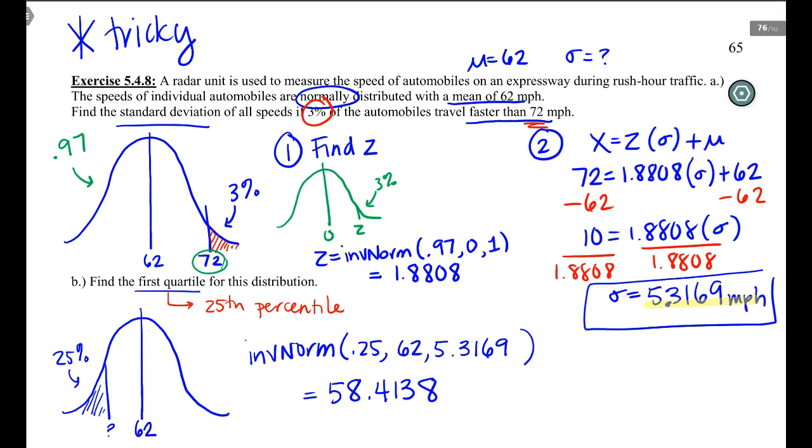As with any inverse question, we were given something out in the same scale, right? This is an observation about the speed of an individual automobile. So we need to go ahead and put our units back on this. And then we are done.